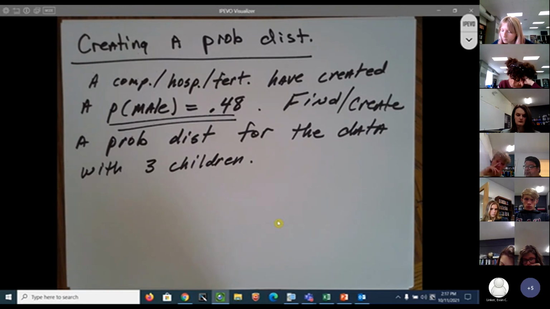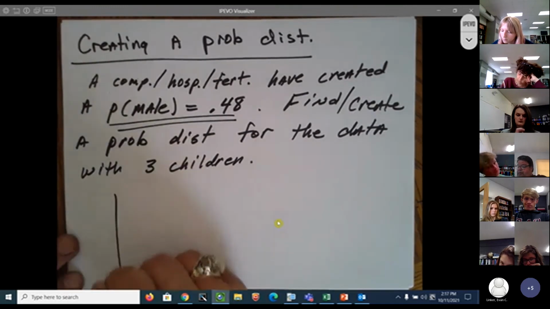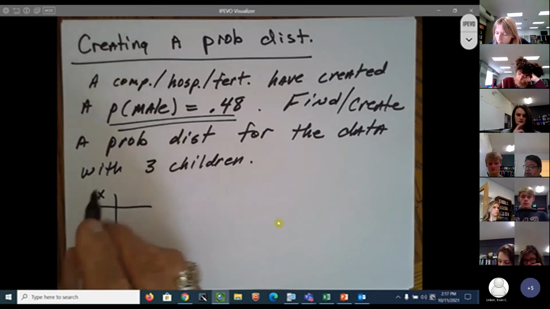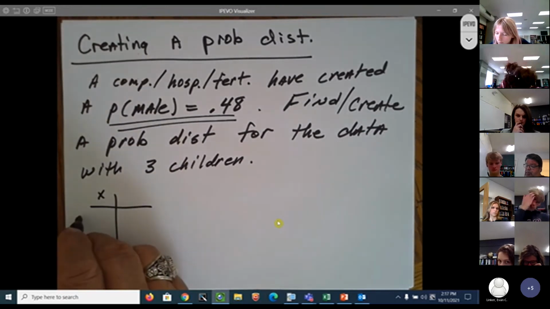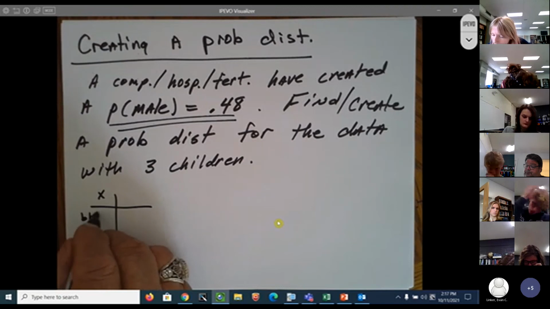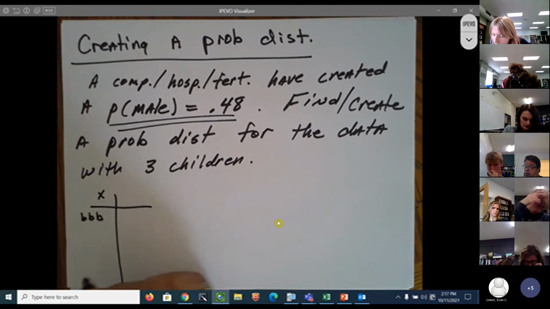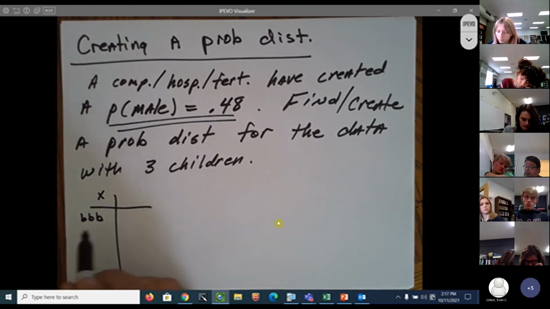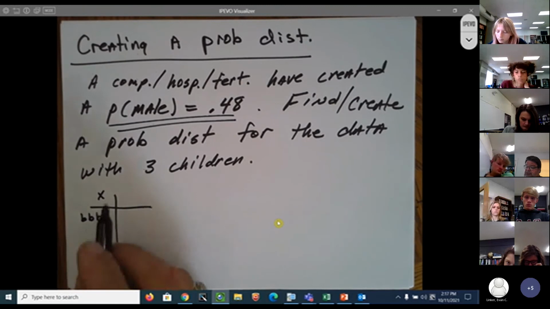So here we go. Probability of X, so that's going to be boy, boy, boy, girl, girl, girl. And you could say, find the probability of, with 3 children. So that's 0.